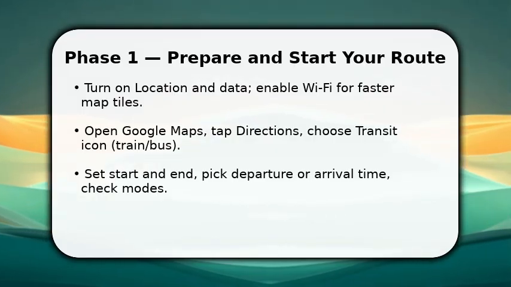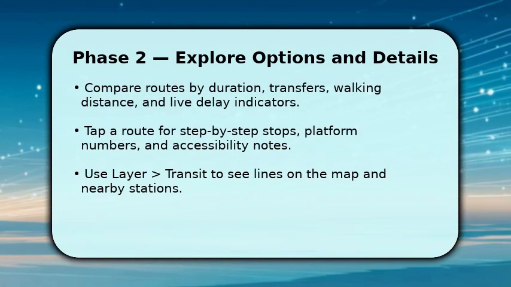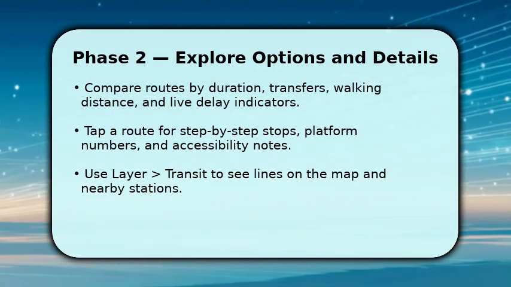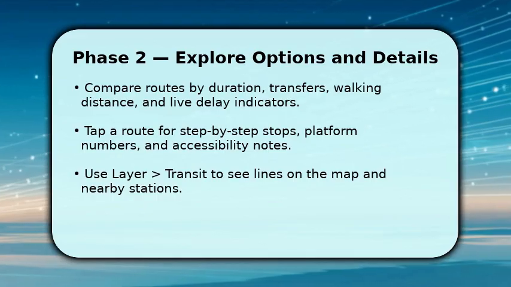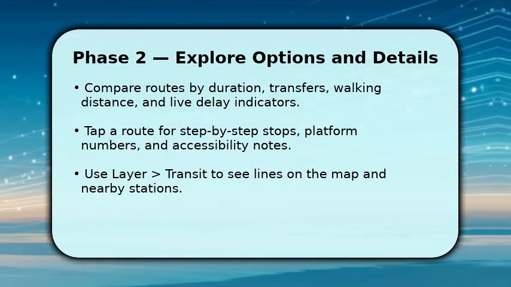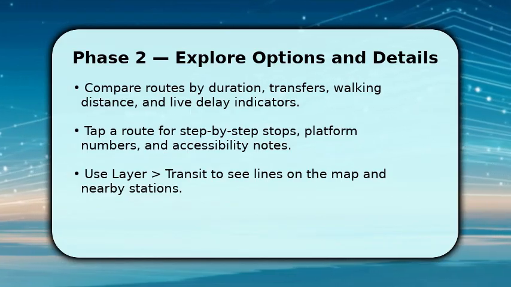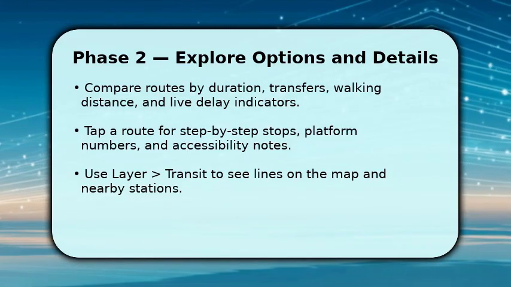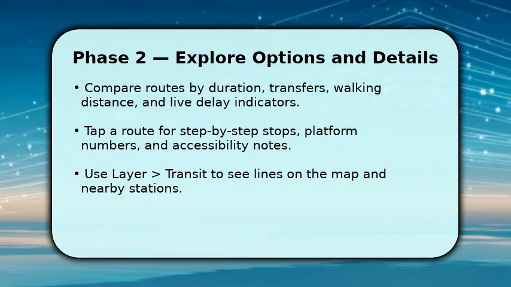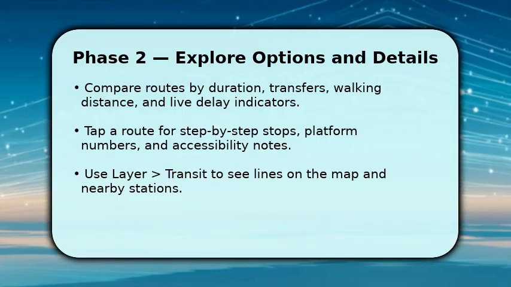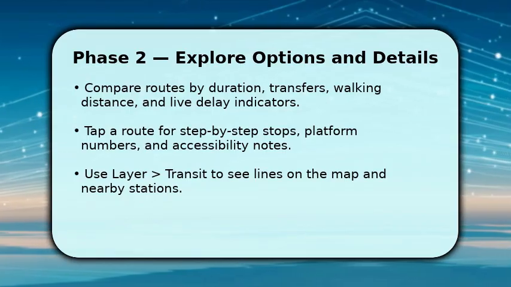Now dig into the options. Compare estimated time, number of transfers, and walking distance. Google shows live delay indicators when available. Tap a route to reveal step-by-step stops, platform numbers, and accessibility notes so you know whether there's an elevator or stairs. Use the Layers menu and enable transit to view lines and nearby stations on the map. This helps you visualize transfers.